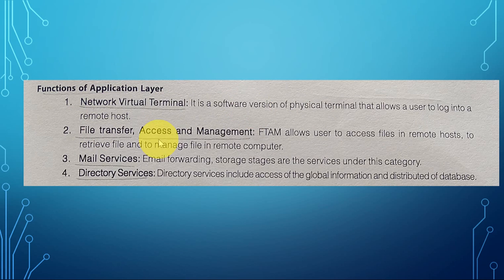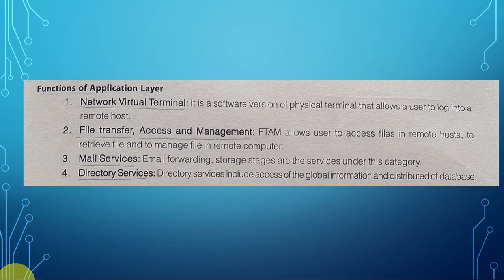File transfer, access and management. File transfer and access management allows a user to access files in a remote host, to retrieve files and to manage files in remote computers. Mail services: email forwarding and storage are the services under this category. Directory services: directory services include access to global information and distributed databases.